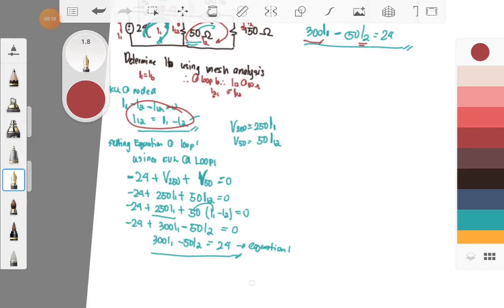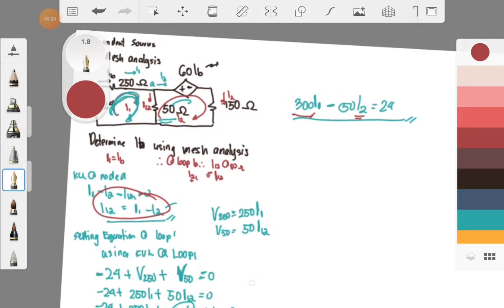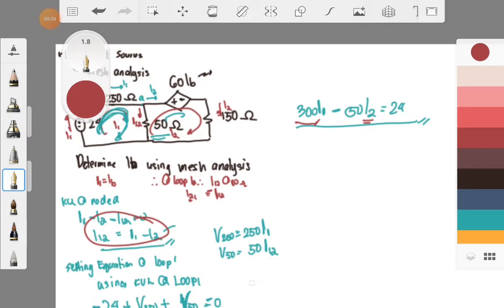Okay, next is that we will use the inspection method in order to set up your second equation. So KVL at loop 2, we have positive 60 IB. Kasi pumasok tayo sa positive, so positive 60 IB, plus all the resistors that are connected directly in that loop. As we analyze loop 2, we will use our loop 2 current, which is I2. So 50 plus 150 is equal to 200 I2.